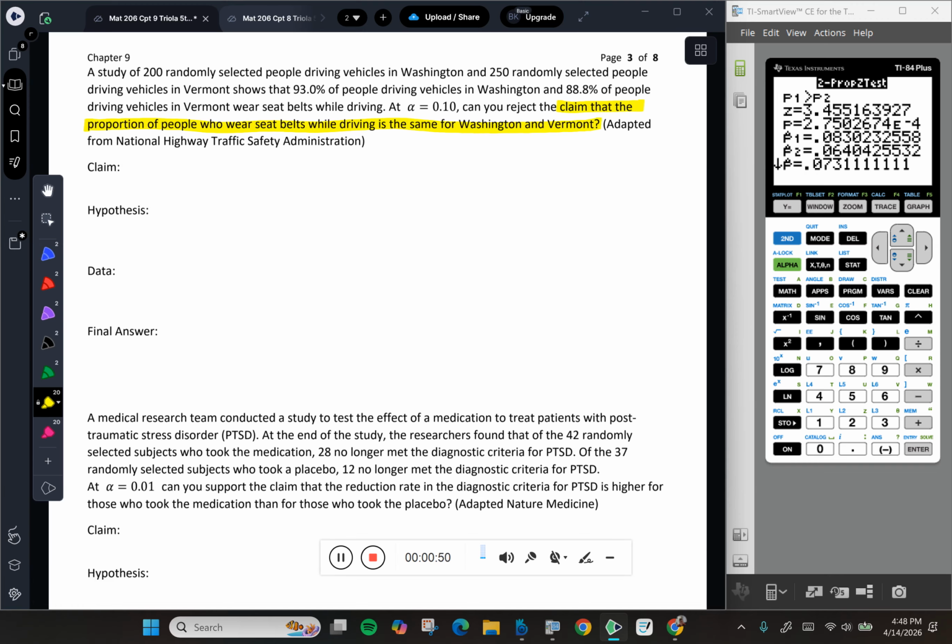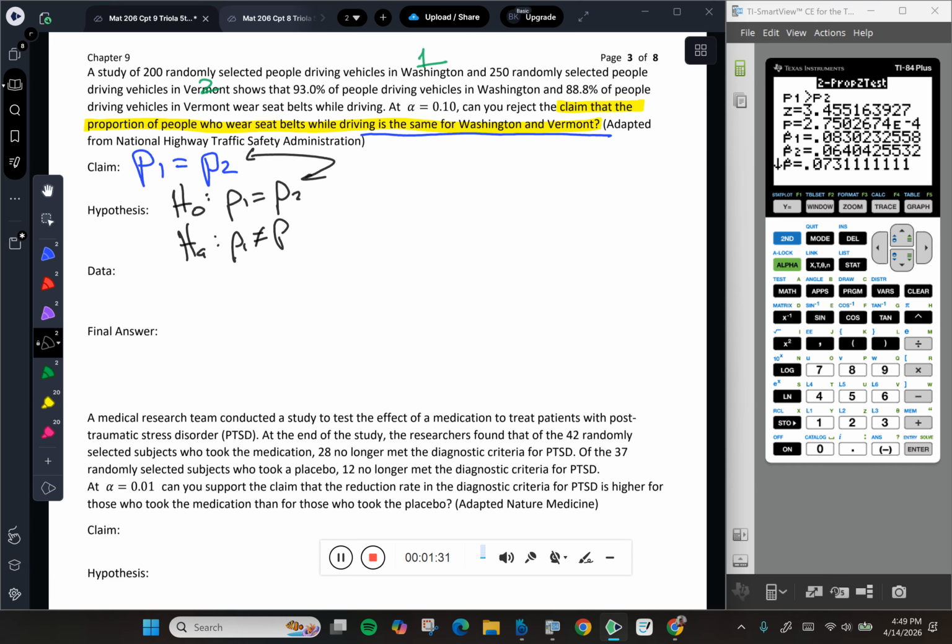I'm going to start where I always start with these two proportion problems. Who's one, who's two? Washington shows up first, so I'm going to call them 1. Vermont shows up second, they're 2. Our claim is that it's the same, so our claim would be that the proportion for Washington is the same as the proportion for Vermont, or that P1 equals P2. To turn that into a pair of hypotheses, we're going to have a null and an alternate. Our null is going to be that P1 equals P2. It's the claim. Our alternate will be that P1 is not equal to P2.